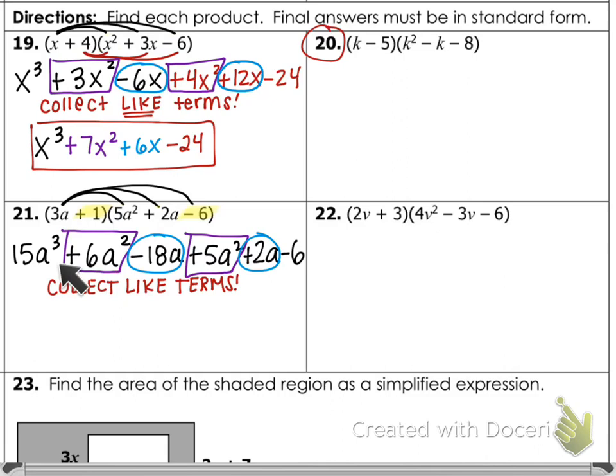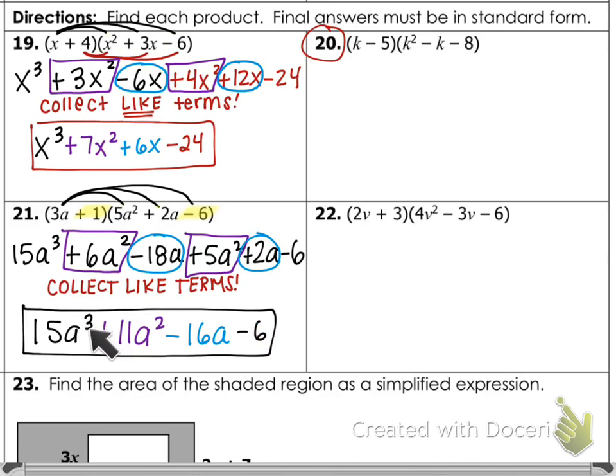So we're going to drop that 15a cubed. 6a squared plus 5a squared is 11a squared. Negative 18a plus 2a is negative 16a, and then drop that minus 6. That's in standard form because you have 3, 2, 1, and then no a's. And then try 22. Raise your hand when you're finished.